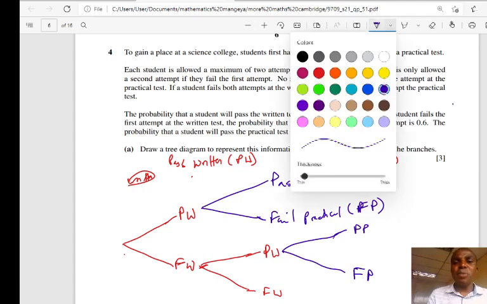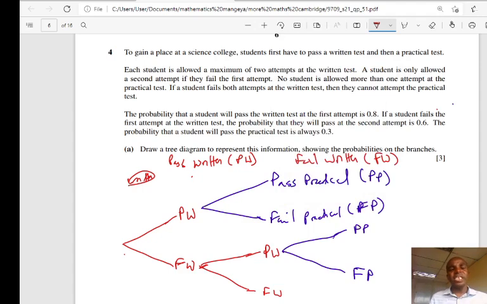Now we have to fill in the possible outcomes here, in this case the probabilities. The probability that a student will pass a written test at the first attempt is 0.8, which means failing is 1 minus passing. 1 minus 0.8 is 0.2. So it's either you pass or you fail. Passing and failing add up to 1. If a student fails the first attempt at the written test, the probability that they will pass at the second attempt is 0.6, which means failing is 0.4.